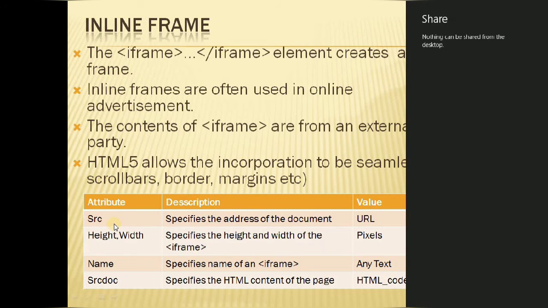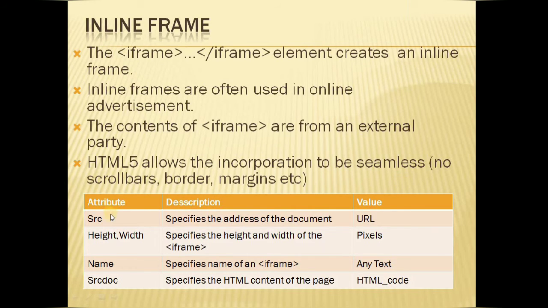Okay, so let's see the different attributes of the iframe tag. The first attribute is SRC. SRC stands for source. This attribute is used to specify the address of the document. Whatever you want to display in your inline frame, that path goes in the SRC attribute. So it takes a value as a URL.